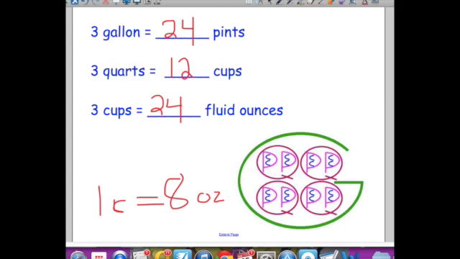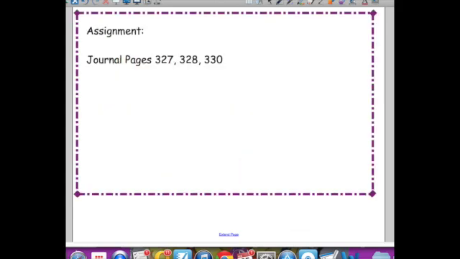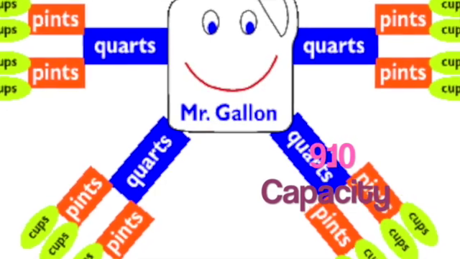Okay? You're going to have to do some of those today on your worksheets. Your assignment today is journal pages 327, 328, and 330. One is going to be talking about milliliters to cubic centimeters and milliliters to liters. The next one is going to be converting some gallons to quarts to pints to cups and ounces. And then the 330 will be a review of volume. Okay? Make sure you have these checked before you move on today.